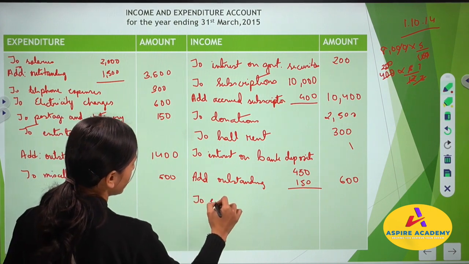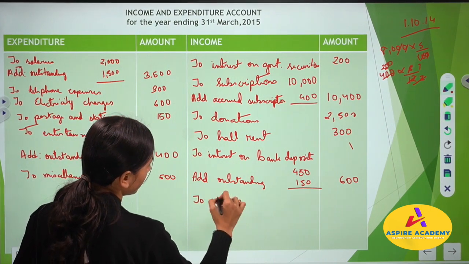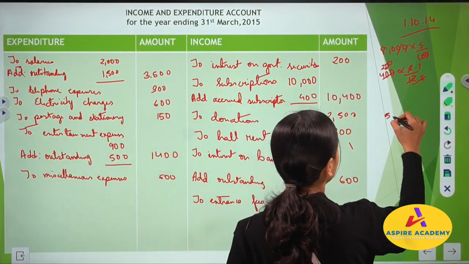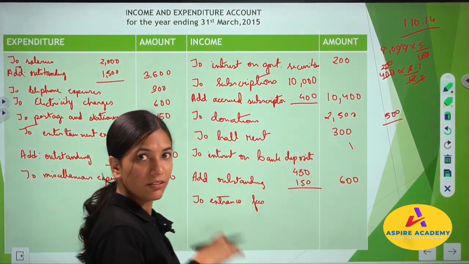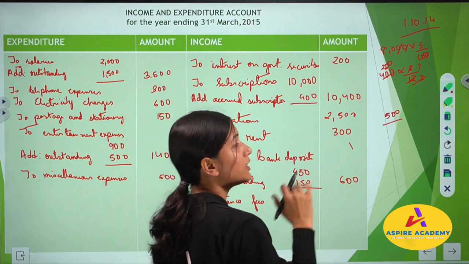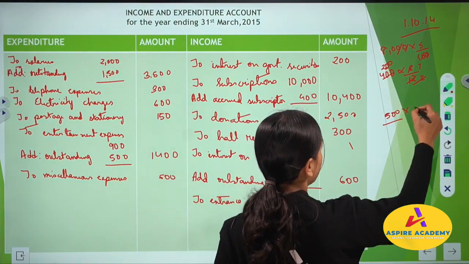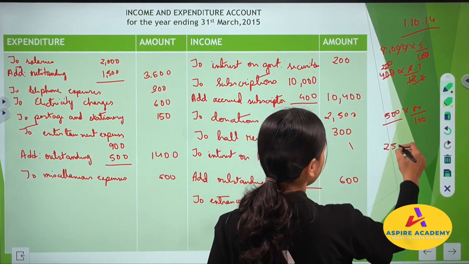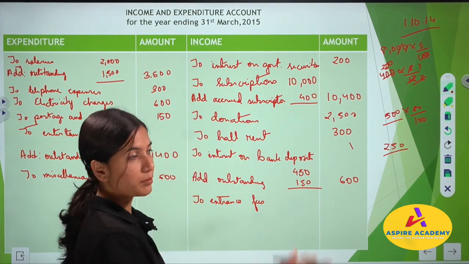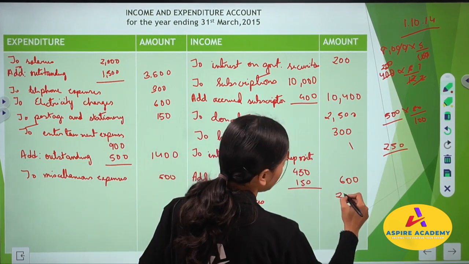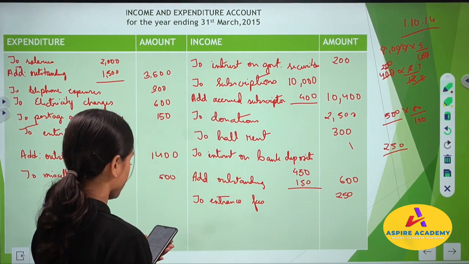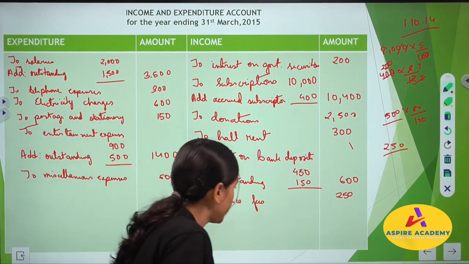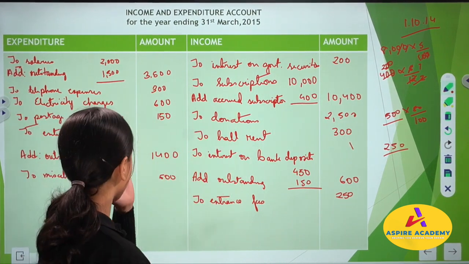Next we have entrance fees. So the total entrance fees was 500, but we have to deduct the 50% because the 50% has been capitalized. So we will calculate the 50%. 50% means the half of the amount. So 250 would be shown on your balance sheet, and the remaining 250 would be shown here in the income side. Now with this, the items we have shown here.